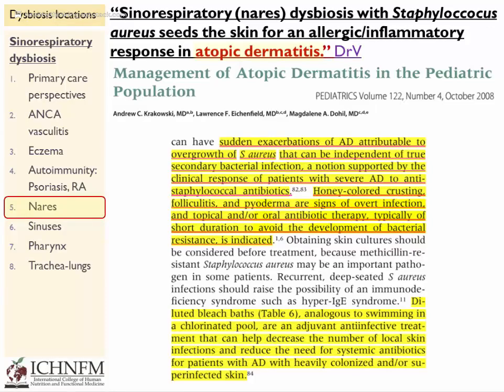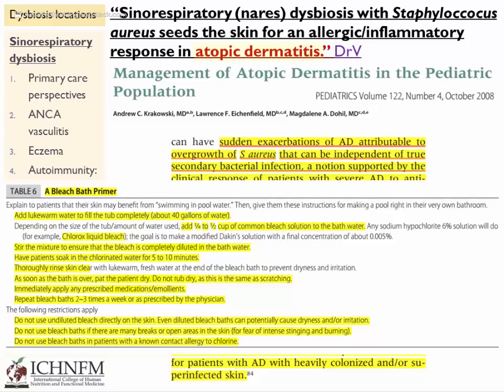Sudden exacerbations of atopic dermatitis attributable to overgrowth of Staphylococcus aureus can be independent of a true secondary bacterial infection. Honey-colored crusting, folliculitis, and pyoderma are signs of overt infection, and topical and/or oral antibiotic therapy, typically of short duration to avoid the development of bacterial resistance, is indicated. Toward the bottom of this excerpt, diluted bleach baths, analogous to swimming in a chlorinated pool, are an adjuvant anti-infective treatment that can help decrease the number of local skin infections and reduce the need for systemic antibiotics for patients with atopic dermatitis with heavily colonized and/or super-infected skin.